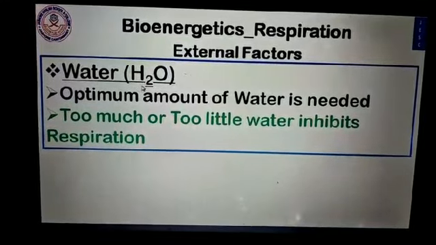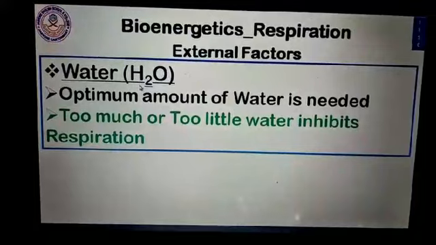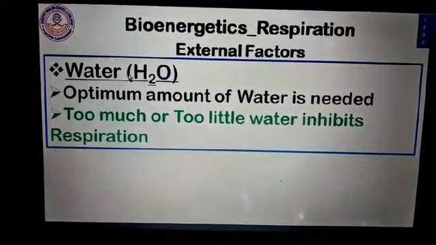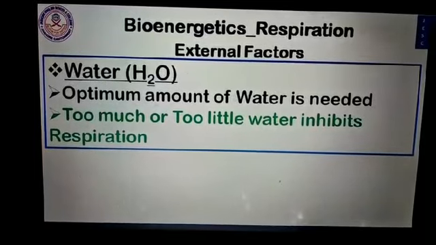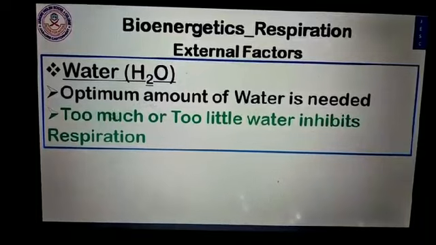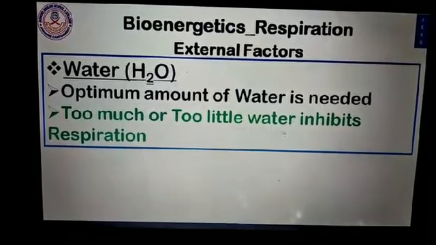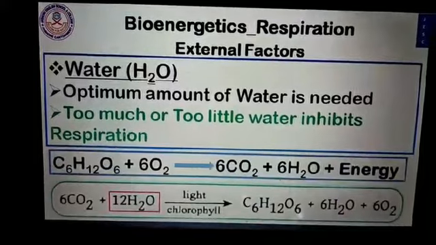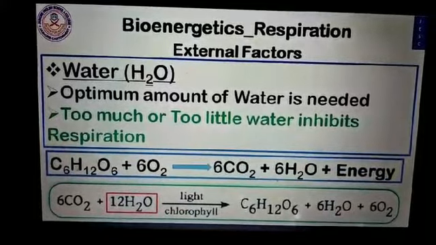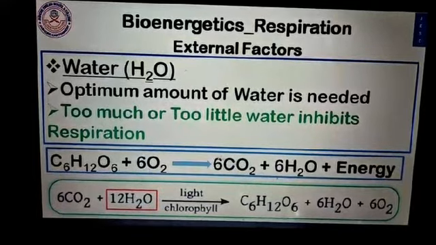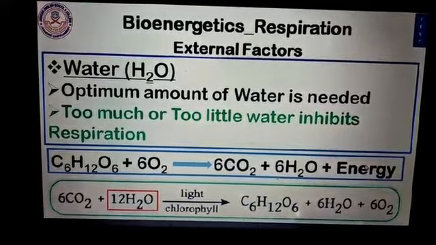Okay, our next external factor is water. For water, the optimum amount is needed, and this is also optimum. But too much or too little water definitely inhibits respiration. And see here, this is glucose, this is oxygen, and the products are carbon dioxide, water, and energy.